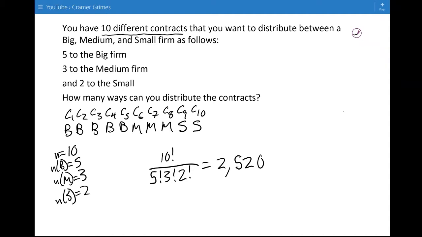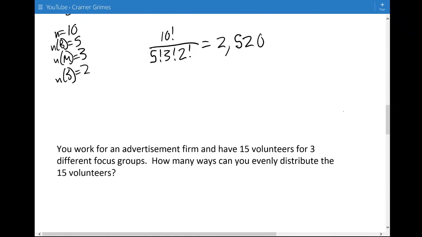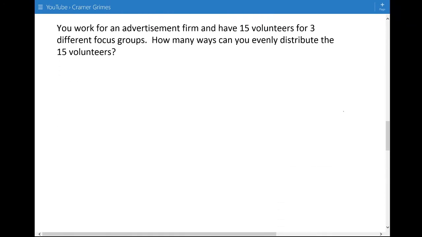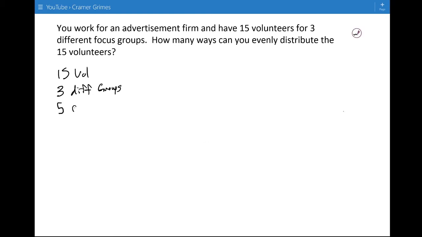Okay, the next question, again, it's going to be very similar, just a little different flavor. You work at an advertisement firm and have 15 volunteers for 3 different focus groups. How many ways can you evenly distribute the 15 volunteers? So here we have the 15 volunteers. We have 3 different groups. And that would mean that we would need to put 5 people in each of our groups.